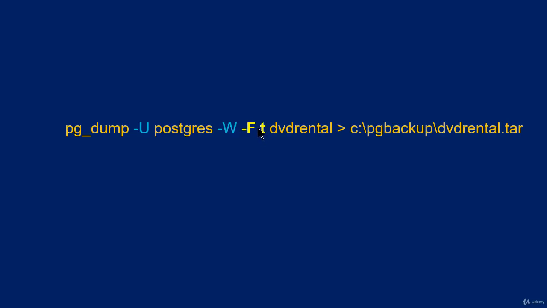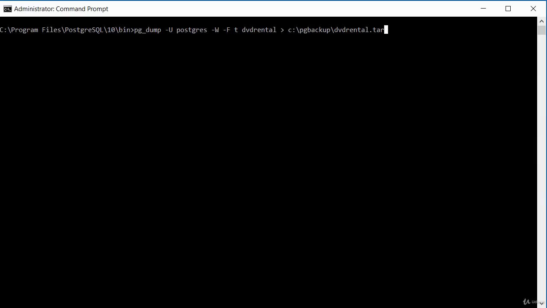It's going to be called DVD rental. DVD rental is the database I'm backing up, and I'm going to back up using a tar format. Tar is an archive format. So this t here basically is used to represent the format of the backup, which I've represented as .tar. So I'm going to copy this into my command line and then execute the command.